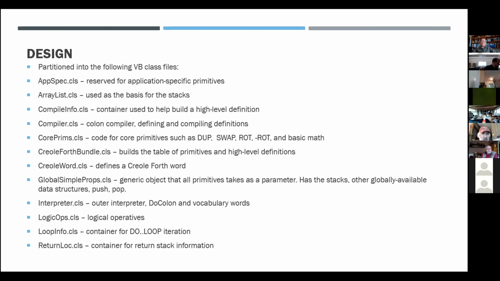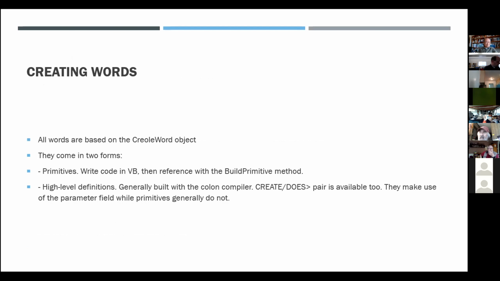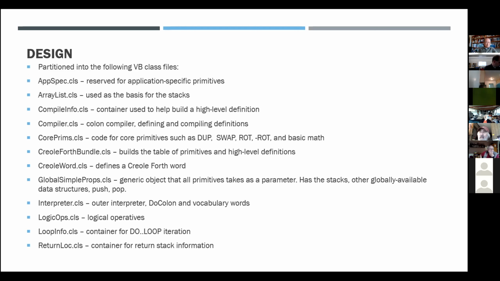CreoleWord.cls defines a Creole Forth word. GlobalSimpleProp.cls is a generic object that all primitives take as a parameter. It has the stacks, other globally available data structures, push and pop. Interpreter.cls is the outer interpreter, with do colon and vocabulary words. LogicOp.cls holds logical operators. LoopInfo.cls is the container for do loops, and ReturnLoop.cls is a container for return stack information.